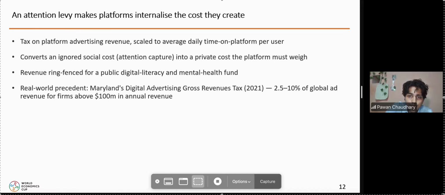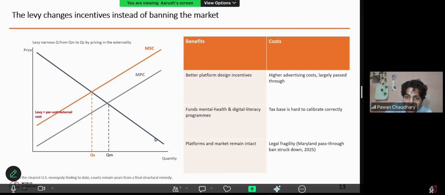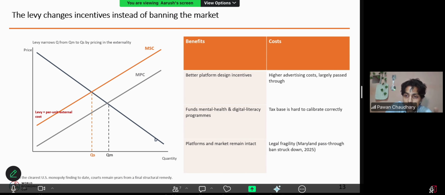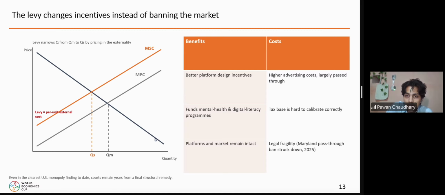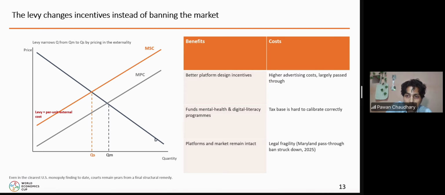Moving to the next slide, here is a diagram. In the diagram, to the left of the center is QS, the socially optimal quantity, where the price reflects the true social cost, and to the right of the center is QM, where the market is today. Platforms only pay the private cost, not society, and that gap between MSC and MPC is the penalty the levy prices in. The upside is better design incentives and funded public services. The honest cost is that the tax absorbs much of this through higher prices and tax to hard caliber. And Maryland's own version already hit a legal challenge in 2025.